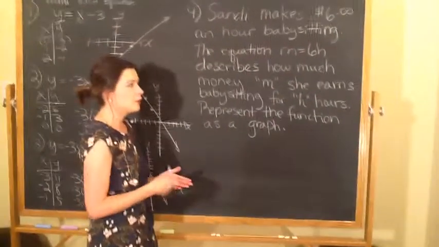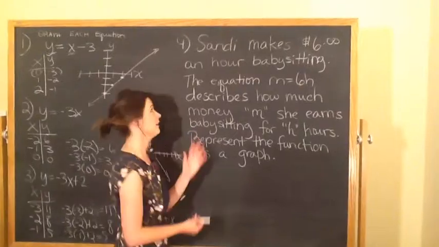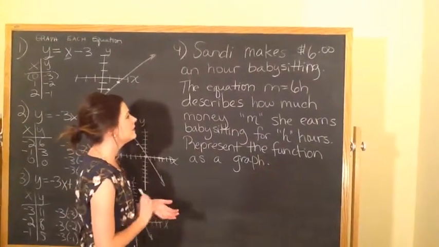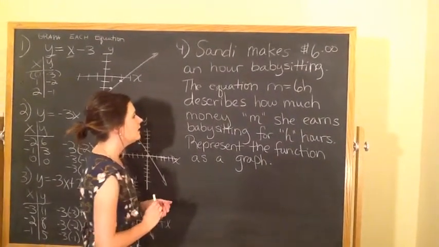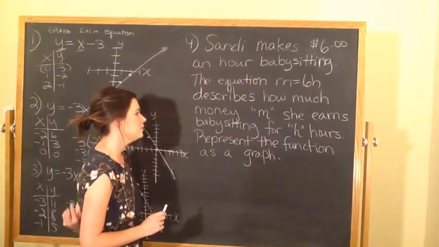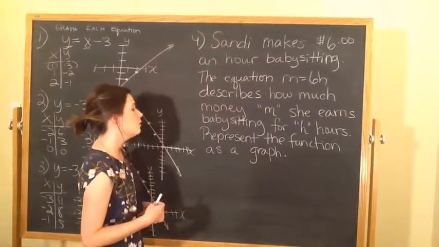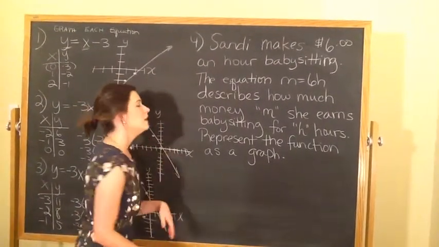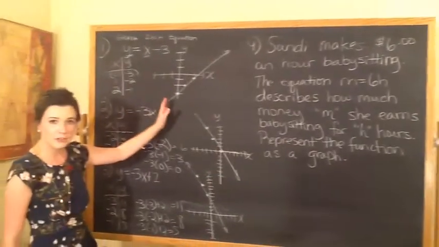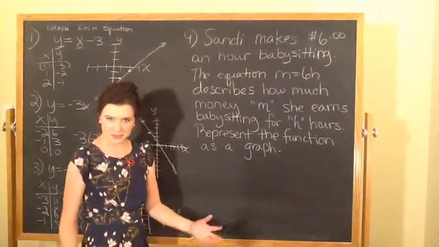Okay, let's go ahead and look at a word problem. Somehow we're going to come out with a graph from this. It says Sandy makes $6 an hour babysitting. The equation M equals 6H describes how much money M she earns babysitting for H hours. Represent the function as a graph. Just how we made a table and a graph over here, we're going to do the same thing over here, except we got to pick out all the stuff from all of these words.